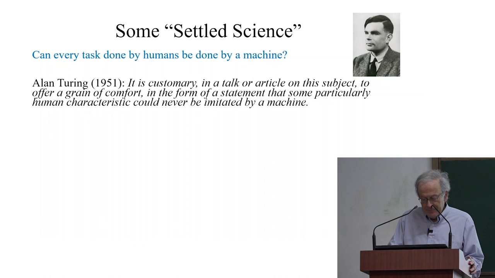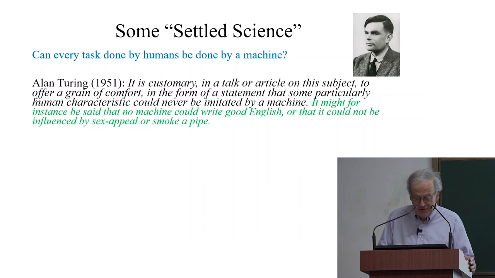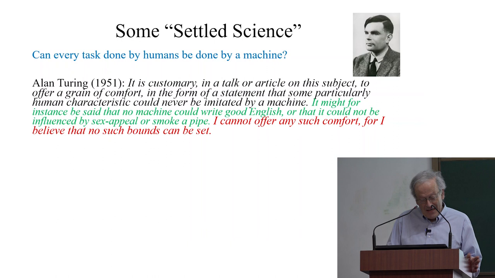In a talk or article on this subject, it's customary to offer a grain of comfort in the form of a statement that some particularly human characteristic could never be imitated by a machine. It might, for instance, be said that no machine could write good English, or that it could not be influenced by sex appeal or smoke a pipe. I cannot offer any such comfort, for I believe that no such bounds can be set. So he already told us 70-odd years ago that everything which humans can do can in principle be done by a machine.